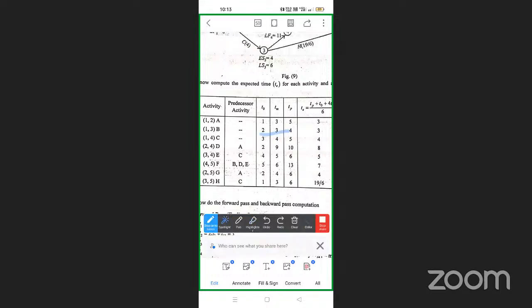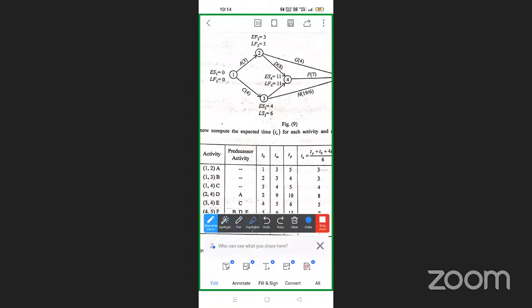Using the activity and distance, first 1 to 2. The 1 to 2 distance is 3 units. So we draw node 1 to node 2, and the distance between these two nodes is 3 units. Next 1 to 3: the distance is 3. We draw another node 3, and the distance between 1 to 3 is 3 units.